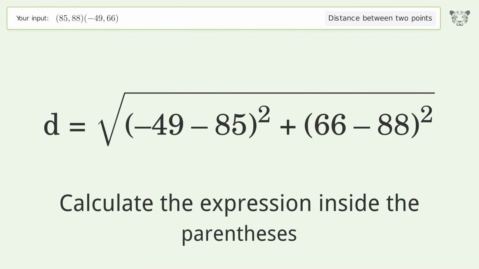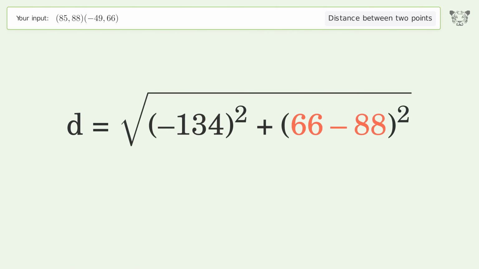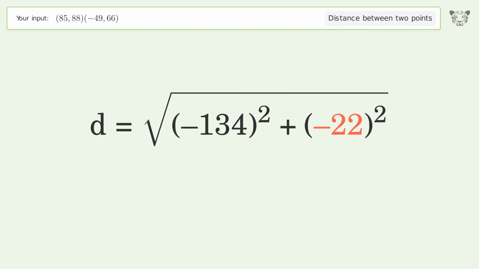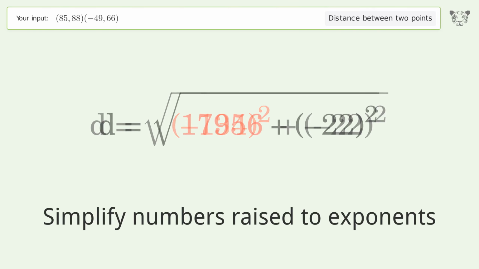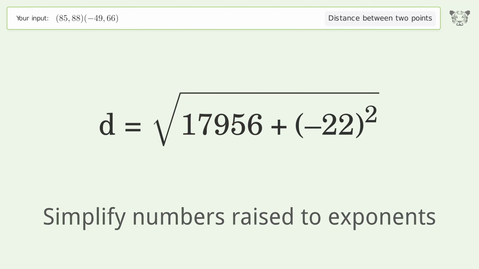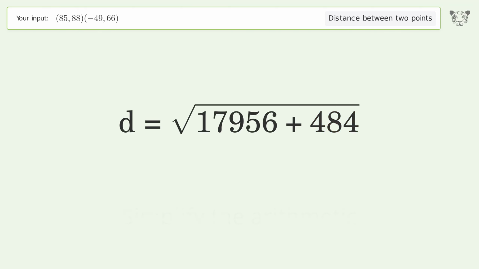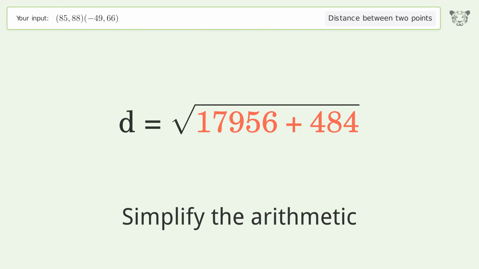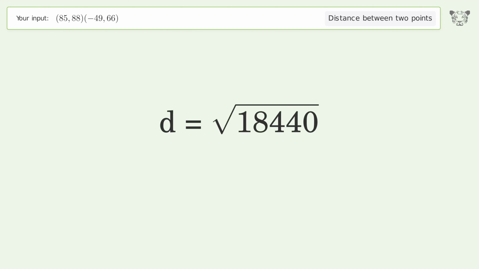Calculate the expression inside the parentheses. Simplify numbers raised to exponents. Simplify the arithmetic. And so the distance between the 2 points is the square root of 18,440, or 135.794.